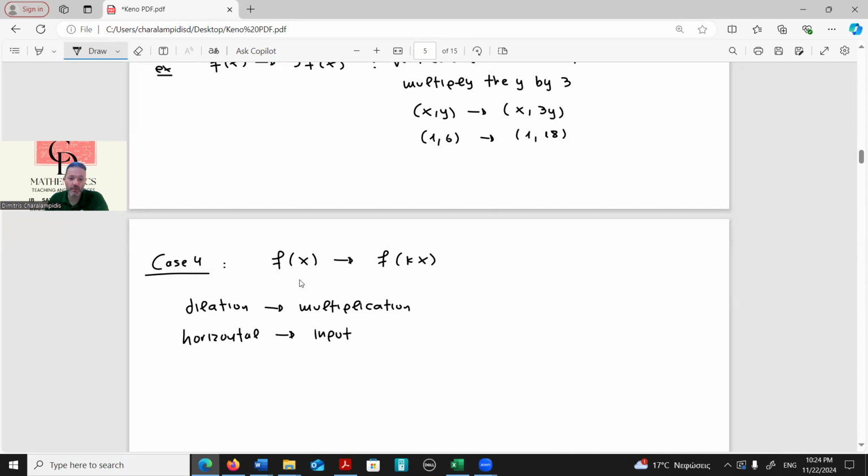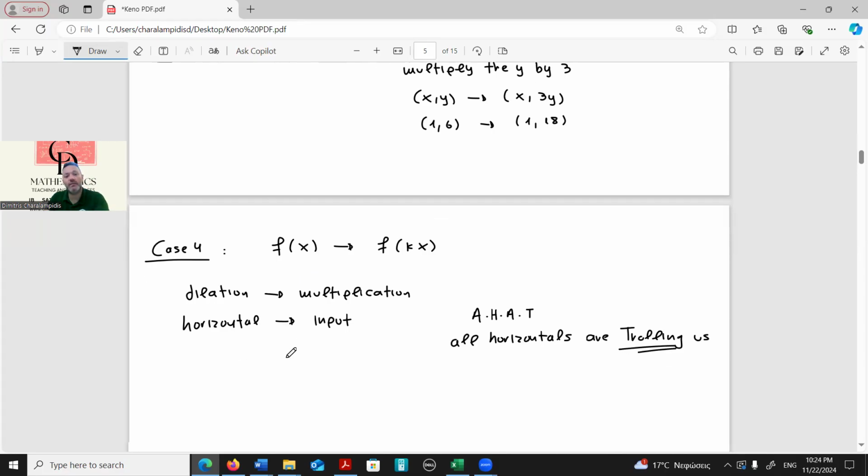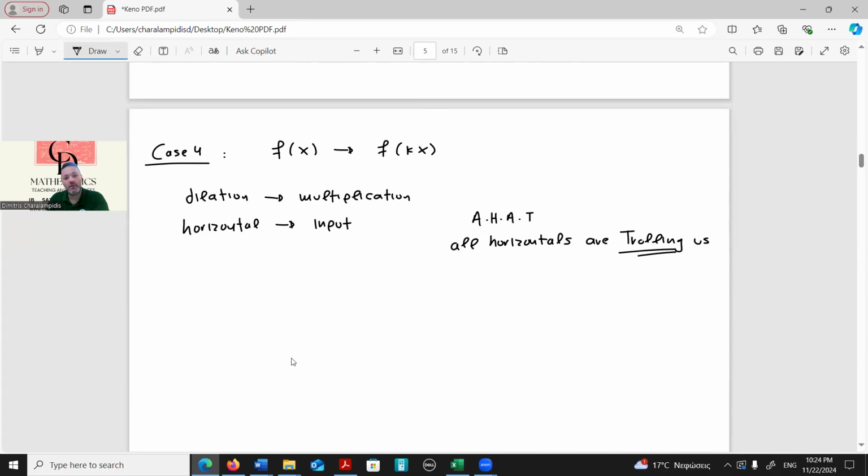Now, you should remember the one we keep saying: all horizontals are trolling us. And let's see what we mean by that. First of all, the trolling part 1 has to do with the fact that the factor is not k, not the number we see directly, but it's 1 over k.